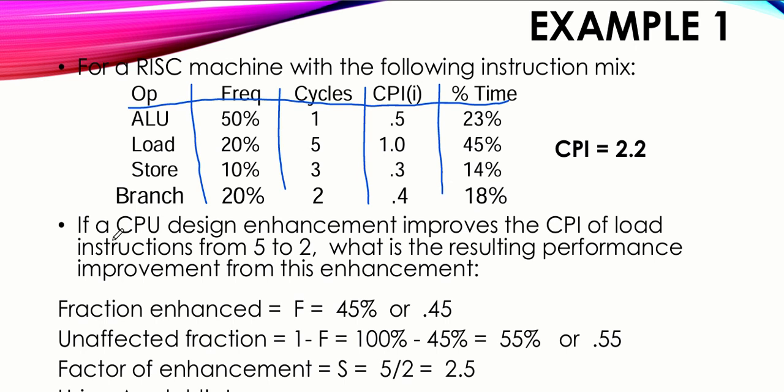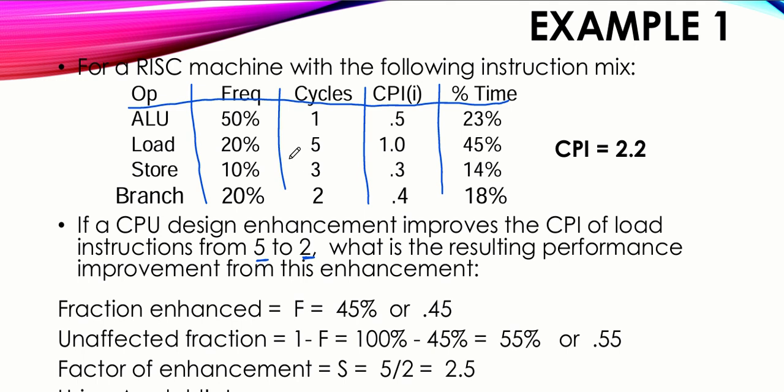So it says if a CPU design enhancement improves the CPI of load instruction from 5 to 2. Remember, CPI stands for clock cycles per instruction. Now, the smaller the value of the CPI, the better. Now, somehow we've been able to reduce the CPI from 5 to 2. And it says, what is the resulting performance of this enhancement?